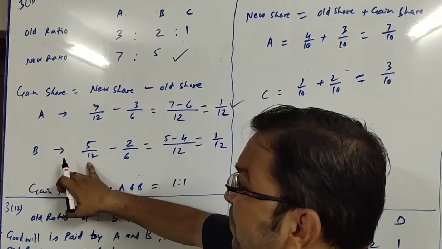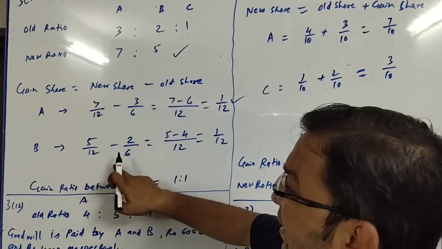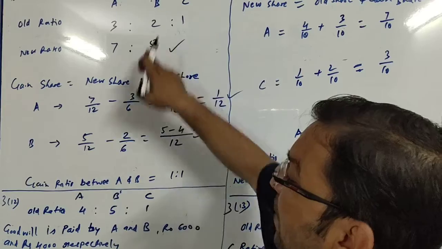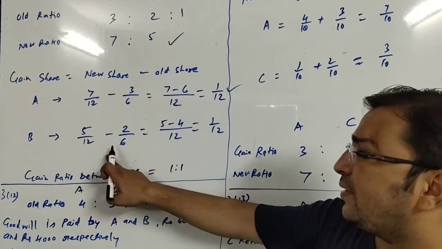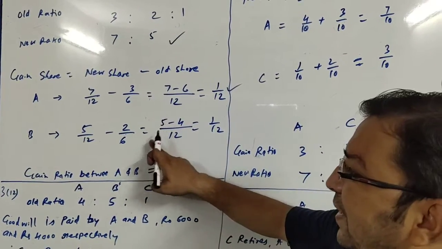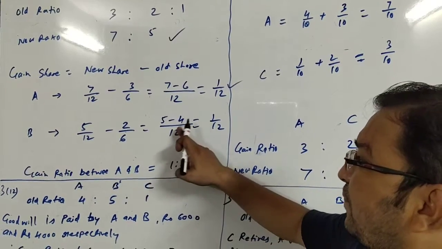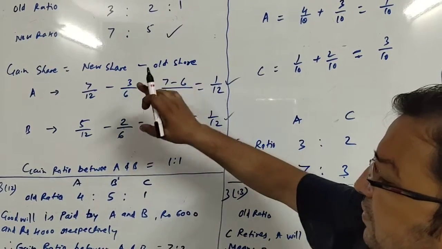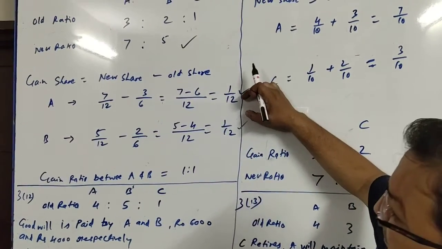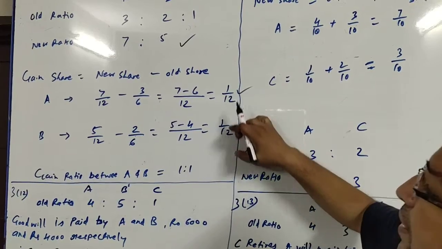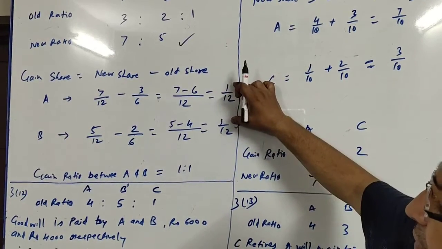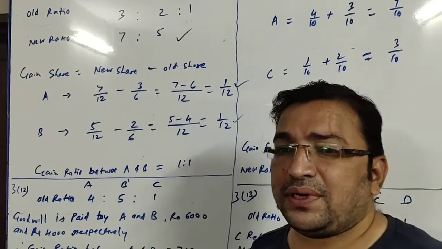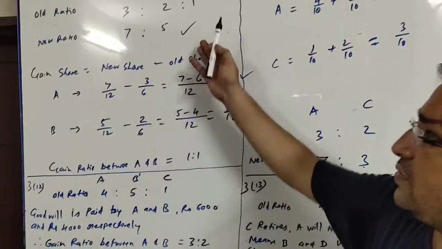B. His new share is 5/12 and his old share was 2/6. 12 will be the LCM. 12 ones are 12, 1 five is 5, 6 twos are 12, 2 twos are 4. 5 minus 4 over 12, that is 1/12. Now the gain share of A and B is 1/12 and 1/12. Removing the denominator, we will get 1:1. So the gain ratio between A and B is 1:1 and the new ratio is already given.